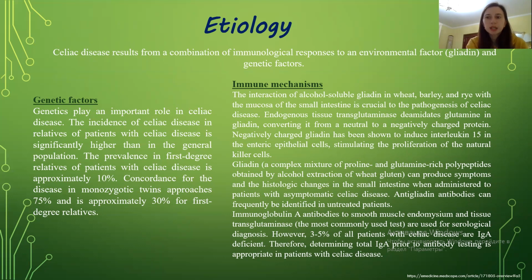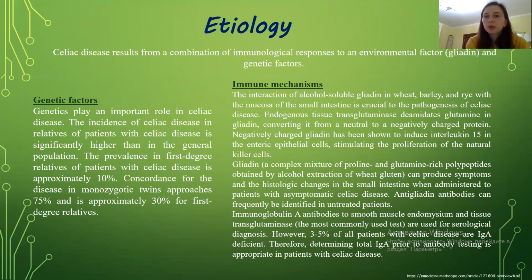So what about the genetic factor? Genetics play an important role in celiac disease. The incidence of celiac disease in relatives of patients with celiac disease is significantly higher than in the general population. The prevalence in first-degree relatives of patients with celiac disease is approximately 10%. Concordance for the disease in monozygotic twins approaches 75% and is approximately 30% for first-degree relatives.